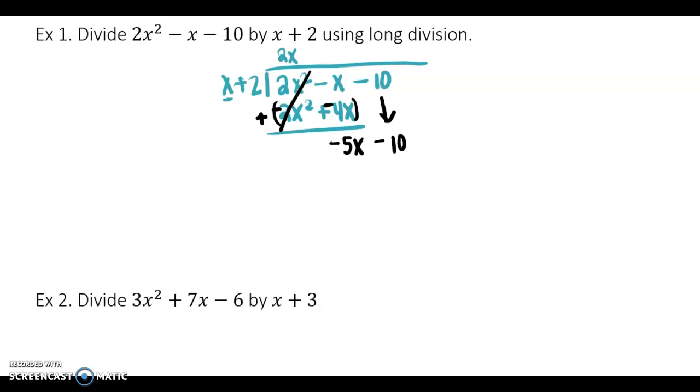And then over here, what do you need to multiply x by to get negative 5x? You need to multiply it by negative 5. So you're going to do negative 5 times x, which would be negative 5x, and negative 5 times 2, which would be negative 10. And then remember, you're subtracting. So I like to distribute it, put plus, and when I distribute that negative into them, it turns them into positives. So these cancel, and then these cancel, so your remainder is 0, and the top would just be your answer.